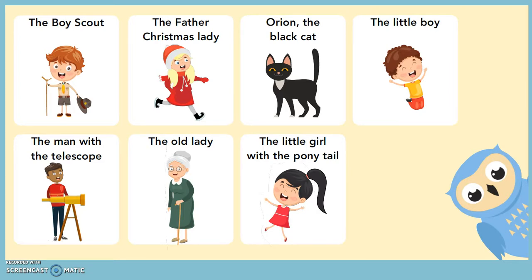So again, thinking about chronological order, who came first, who came last, and we've got our 7 people: the Boy Scout, the Father Christmas Lady, Orion the Black Cat, the little boy, the man with the telescope, the old lady, and the little girl with the ponytail. So can you put these in order? Pause the video, write their names in sequence starting with the very first one, going all the way through to the very last one, and then join me when you're ready to see how we got on.